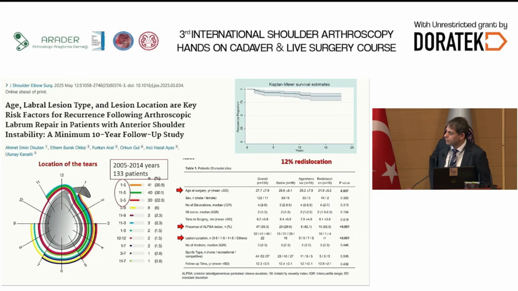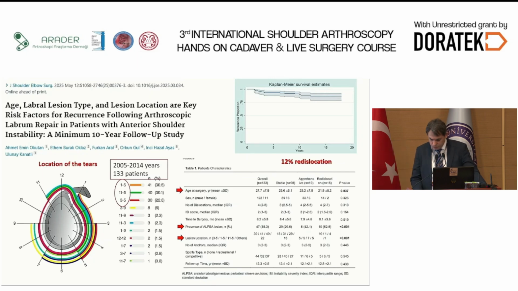We collected our patients and report more than 10 years of follow-up. The dislocation rate was 20%, which is good. The number of patients was 132, between 2005 and 2014. But we wondered if the location of the tears affects the outcomes.